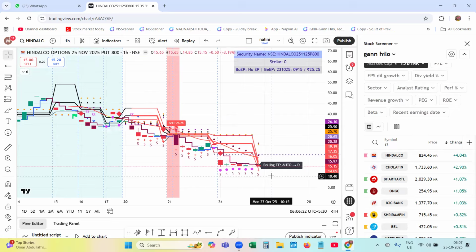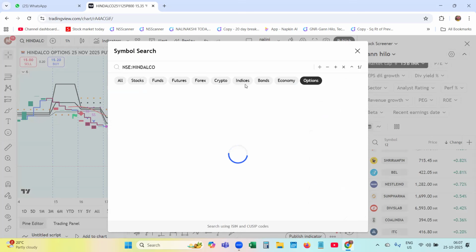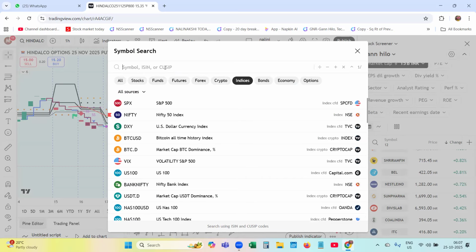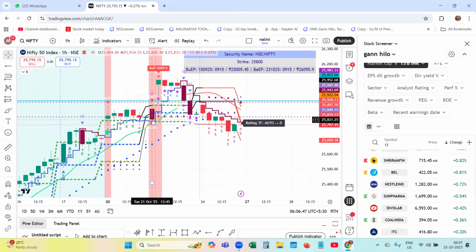See, for the example of this, I'll show you what has happened in Nifty. Let us go to Nifty. I'll type in the Nifty, okay? Indices. How the big players trap the people, that you can identify. So I'm going on the Nifty. On this day itself, 21st October, bearish EP has been generated.